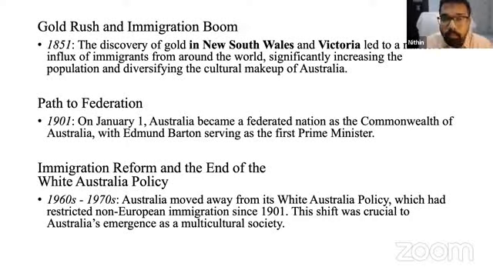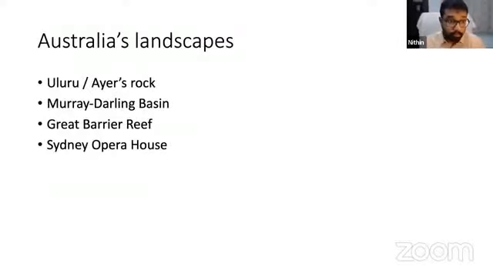So today we'll look at four landscapes, four iconic landmarks of Australia, and how they have been represented and how they have changed, and who are the people who really own, if I can use the term, own or are part of that land.